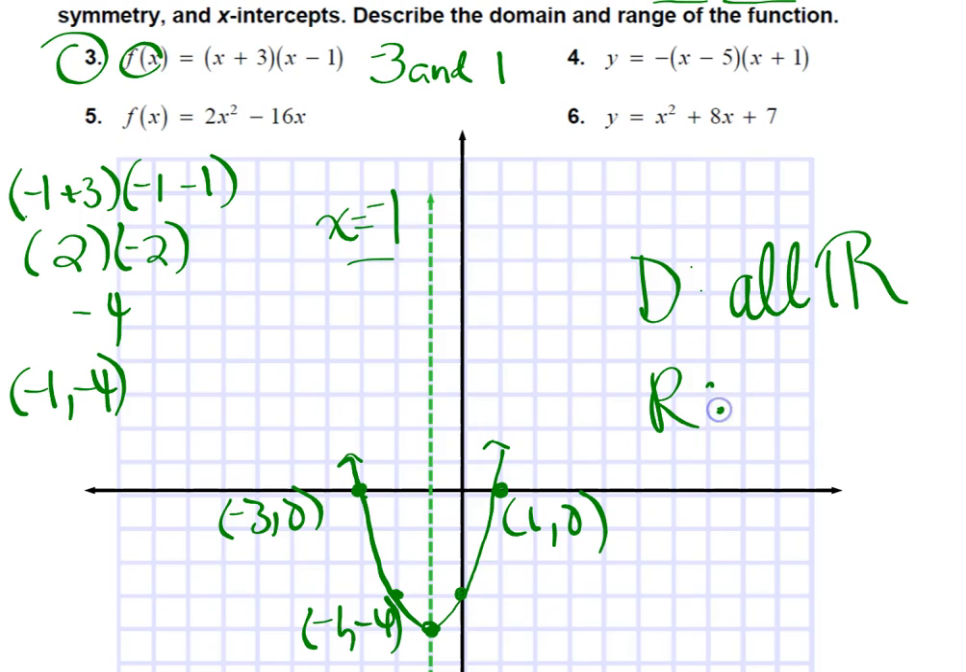What about the range? What do we notice about the y values? Y is greater than or equal to -4. Our lowest point is down here where y is -4. Everything else is above that. So there's our domain and our range for this function. All right, any questions about that one?